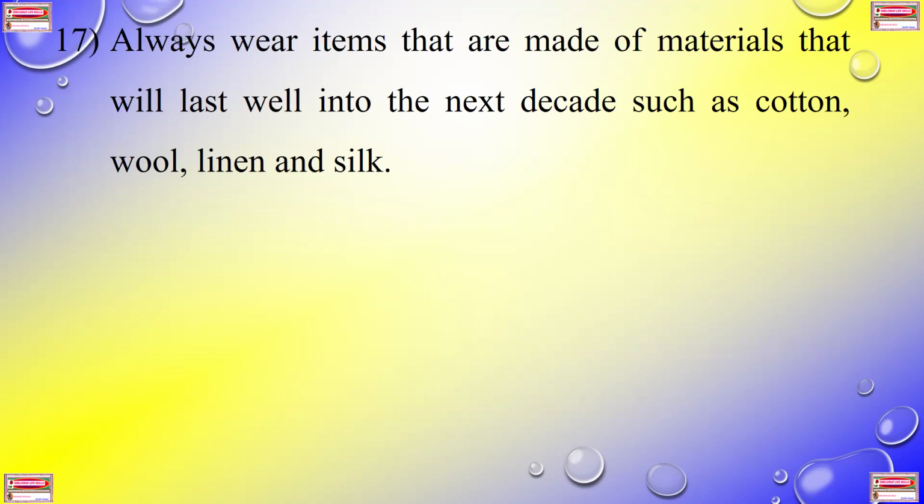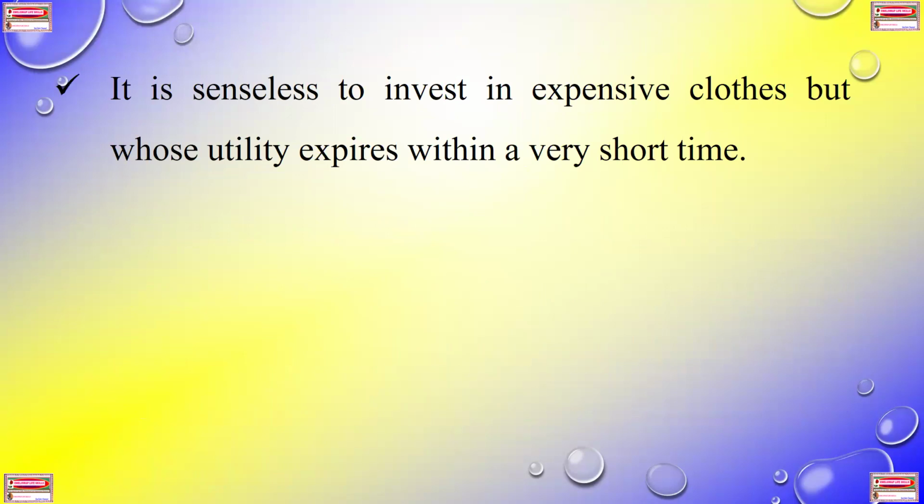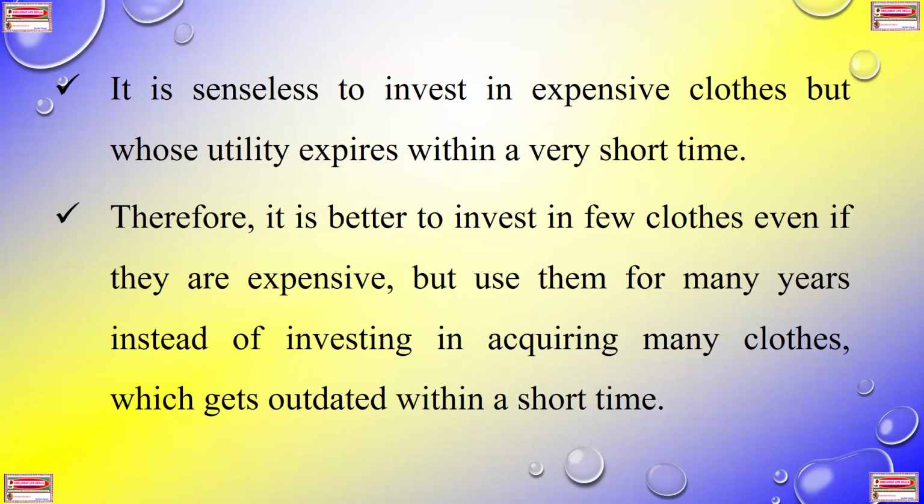Number 17, always wear items that are made of materials that will last well into the next decade, such as cotton, wool, linen, and silk. It is good to invest in quality clothes over quantity by purchasing clothes that can last for many years while in use, instead of purchasing clothes that are said to be in fashion but have to be changed every 1 to 2 years. It is senseless to invest in expensive clothes whose utility expires within a very short time.